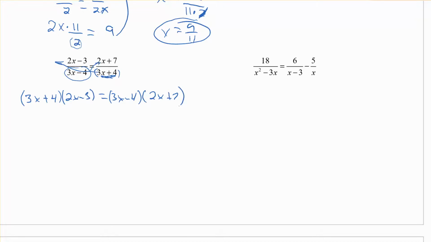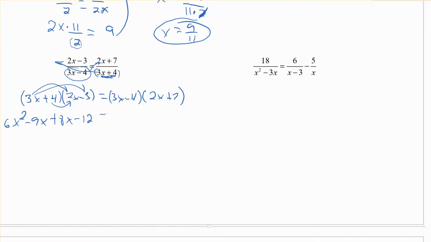Okay, now what we gotta do is we got to FOIL each side. The first thing will be 3x times 2x. So I'm just gonna start writing this out. This will be 6x squared, and then 3x times negative 3, so minus 9x. And then 4 times 2x is positive 8x, and then 4 times 3 is minus 12.